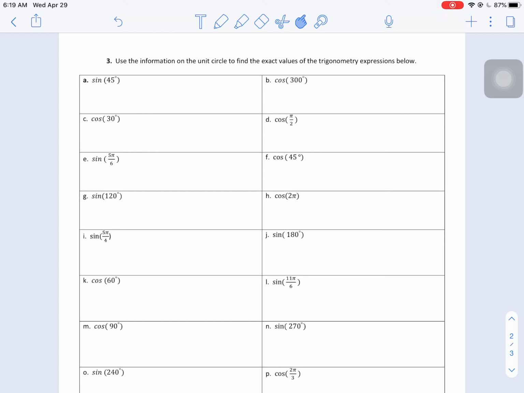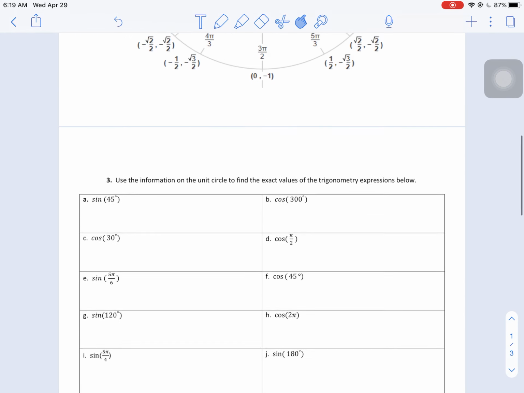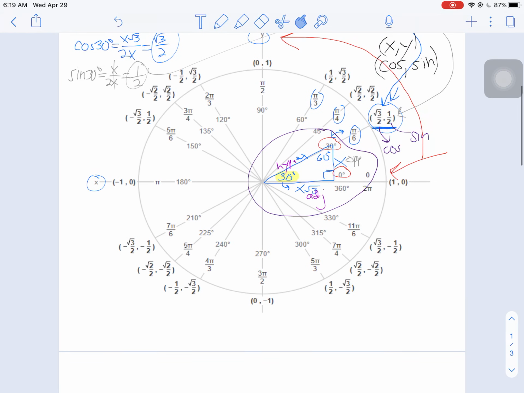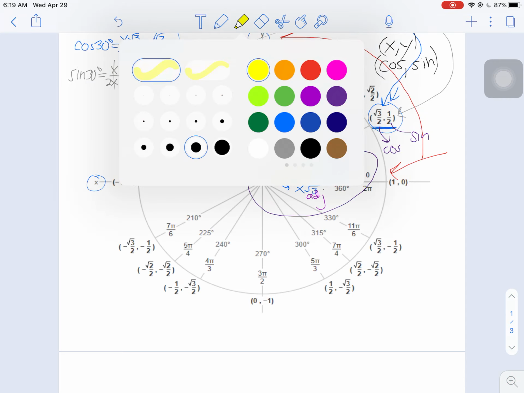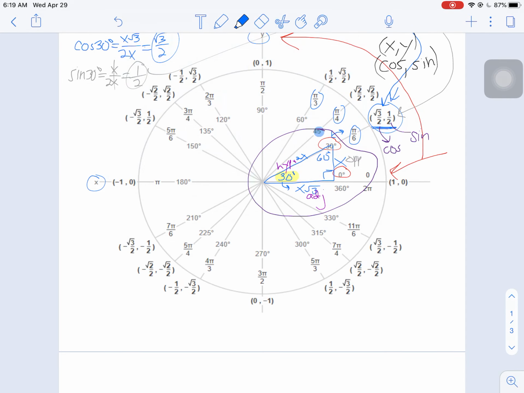So I'm looking at part A. It says sine of 45 degrees. So you look at your unit circle and you find 45 degrees. So I'm looking right here. There's 45 degrees. So at 45 degrees, just slide your eyes out to these points right here.